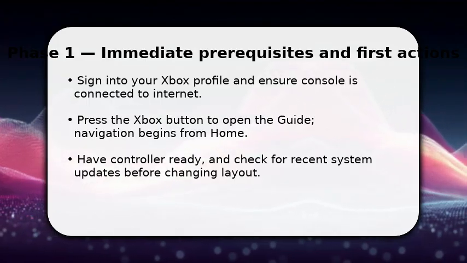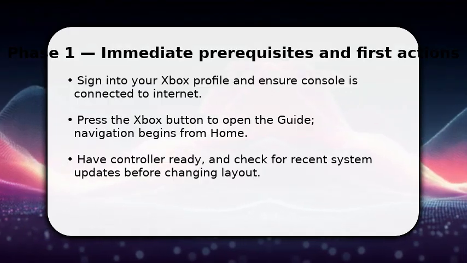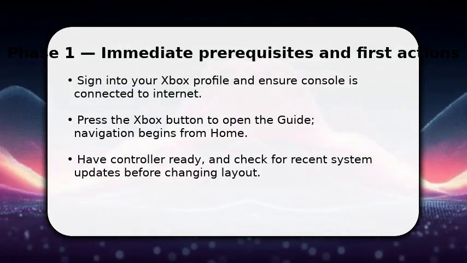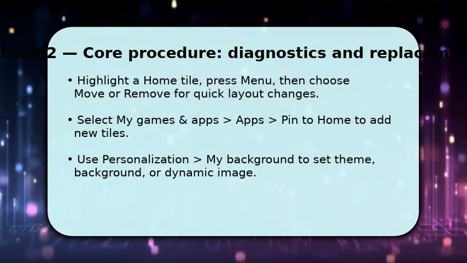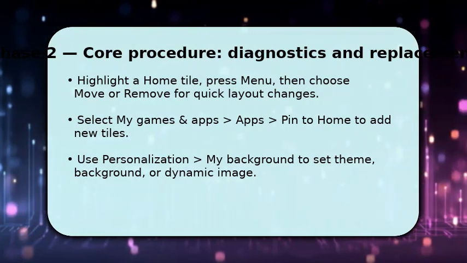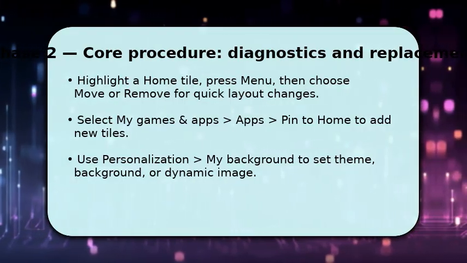If an update prompt appears, pause and install it. Otherwise, continue to the personalization area to begin changing the dashboard layout. Next, focus on arranging content. Highlight any home tile and press the menu button to move or remove it. That lets you create a prioritized row of apps and games.